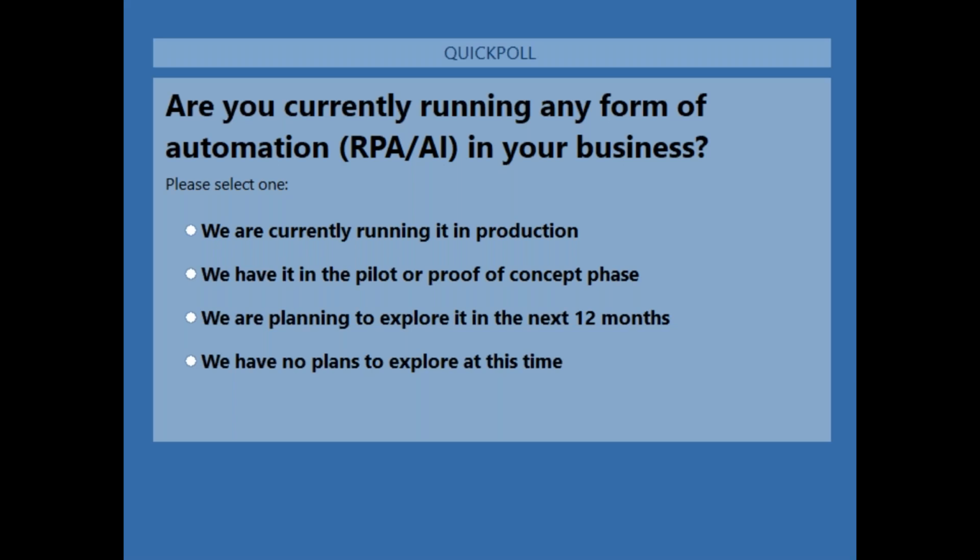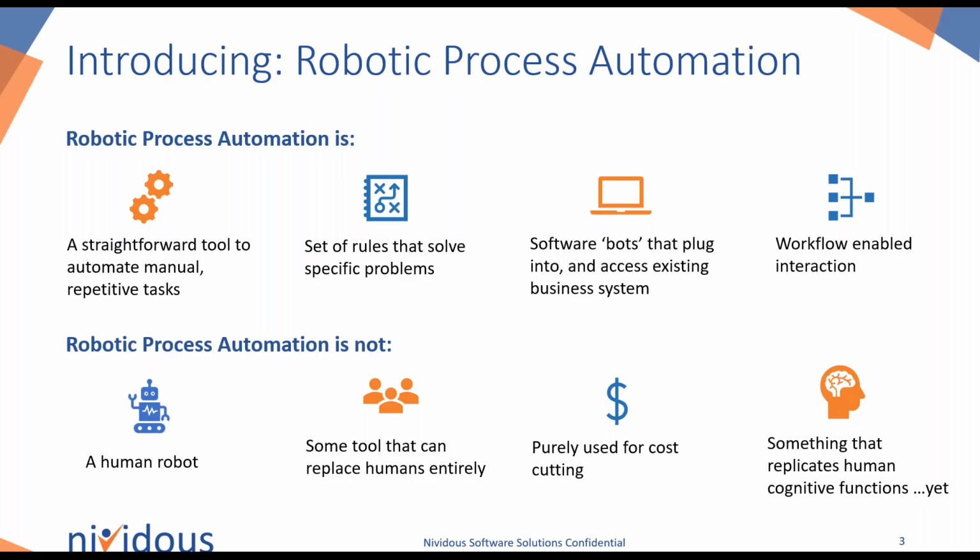I'll just leave this open for a few minutes because this will give me some idea how much detail I need to go into on the background of what we're talking about. Either way, I will give kind of a high level view of it. It looks like most people are in the planning to explore it in the next 12 months category. So that's good. If you're planning to explore it, you probably already know at least a little bit about it. So we'll start off talking about robotic process automation in general.